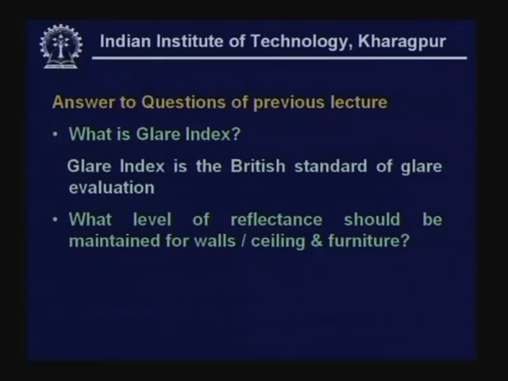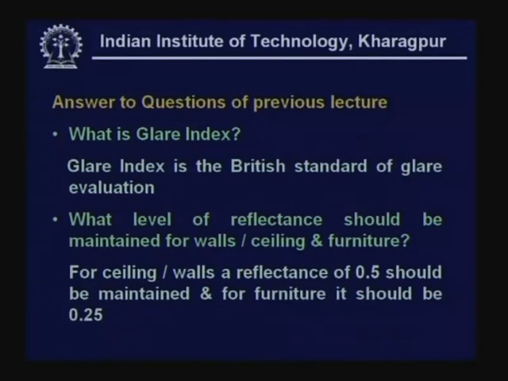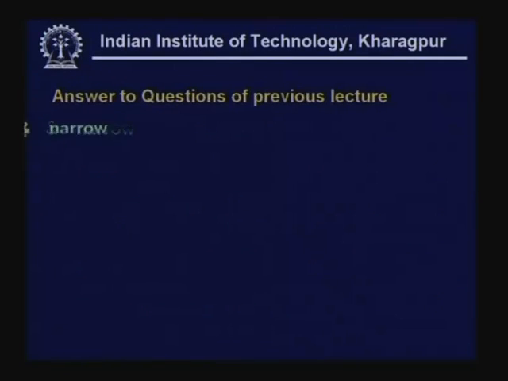What level of reflectance should be maintained for walls or ceiling and furniture? In fact, we said in order to minimize reflected glare, the reflectance should be controlled. For ceiling or walls, a reflectance of 0.5 should be maintained, and for furniture it should be 0.25. That means very little of the intense light that falls on them is reflected, thereby minimizing any glare in the plane of vision or work.